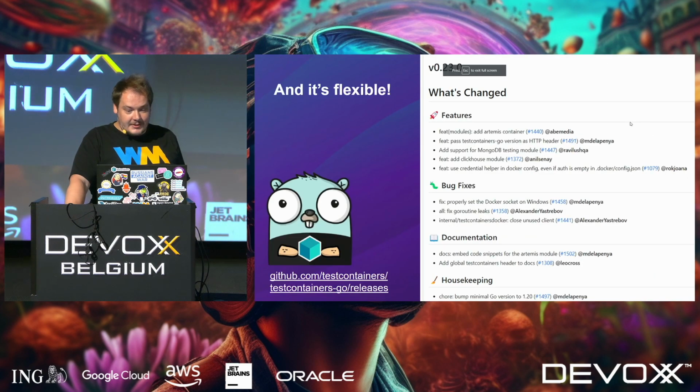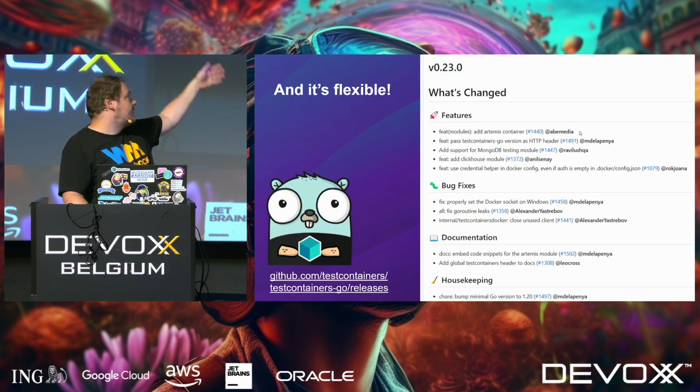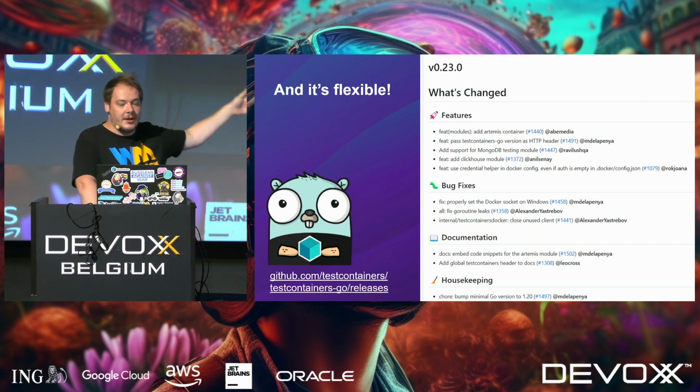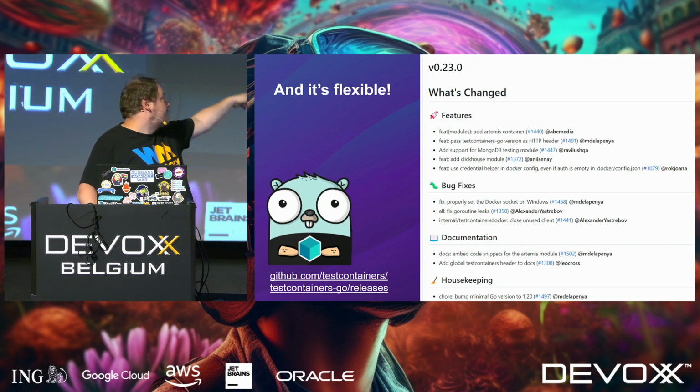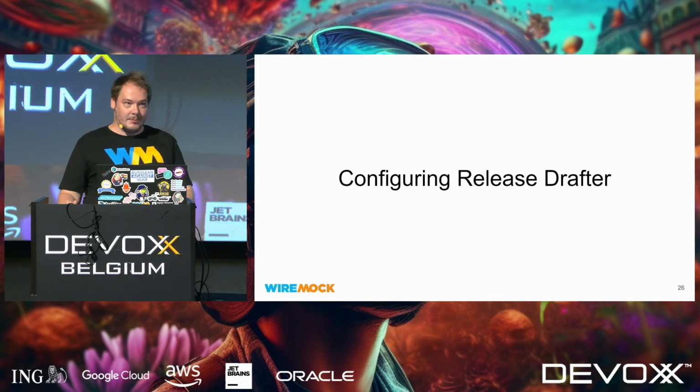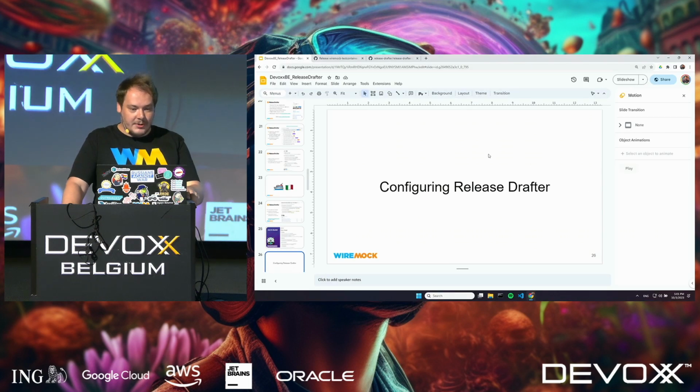So this is basically the functionality, and you can see that there are other examples. So for example, Testcontainers uses release drafter as well. It's a slightly different format, because you can see that there are actually some conventional commits here, but the principle is the same. How does it work in principle?